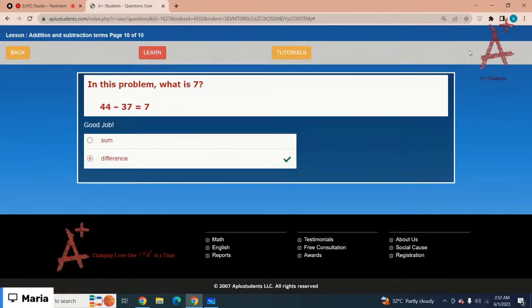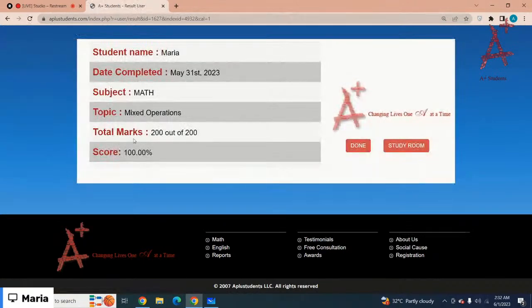Got it? Okay, we're done with the lesson. Now we're going to start the new chapter, that would be the estimation. So let's just start the new chapter.